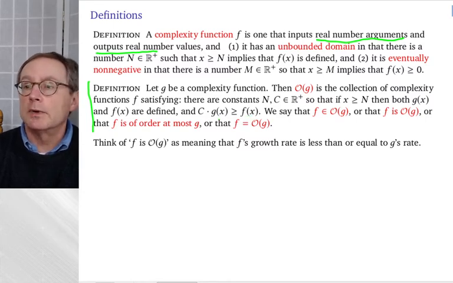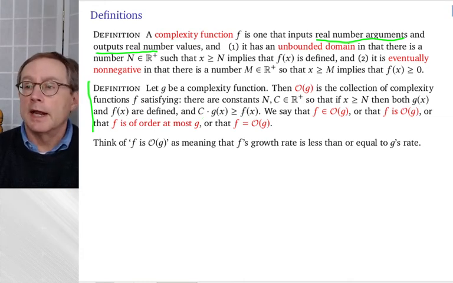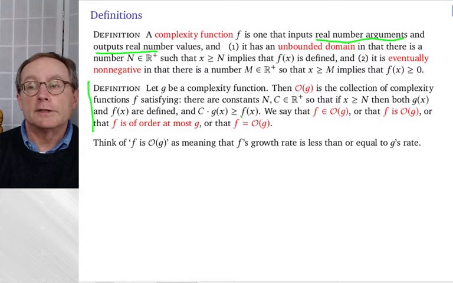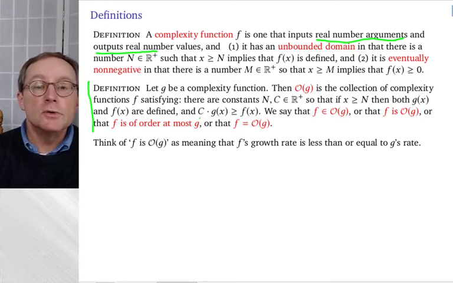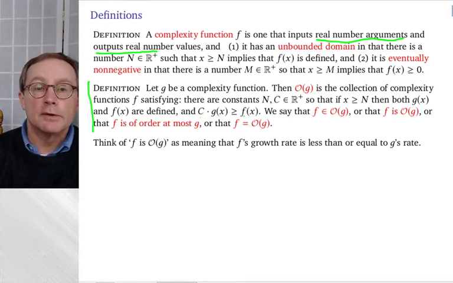So the idea with this is that if g is, say, 2x squared, and f is, say, 3x squared, it's still the case that there's a constant, let's take capital C to be 2, where you multiply 2 times 2x squared, and you're above 3x squared.